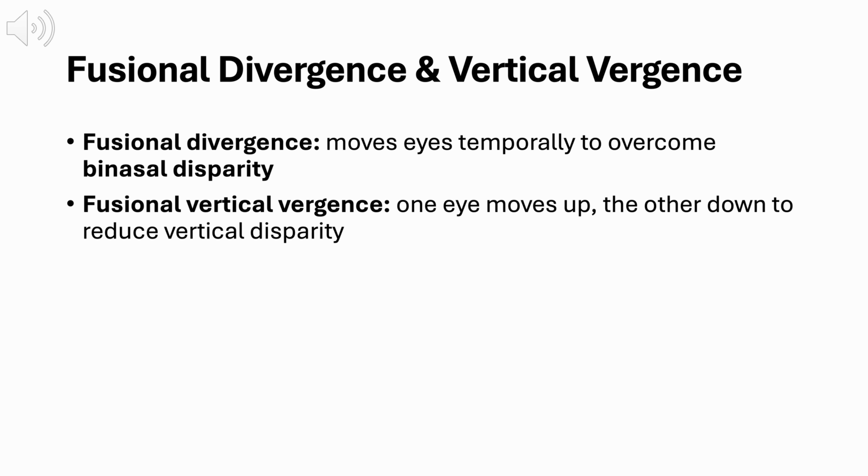In contrast to convergence, fusional divergence moves the eyes temporally to overcome binasal retinal disparity. There is also fusional vertical vergence, where one eye elevates while the other depresses to reduce vertical disparity and maintain single vision. These mechanisms allow fine alignment when horizontal or vertical image mismatch would otherwise disrupt fusion.